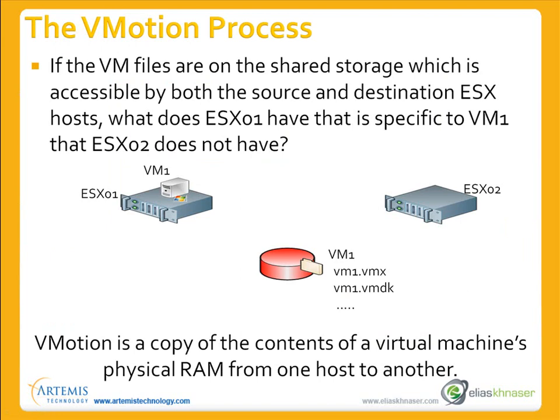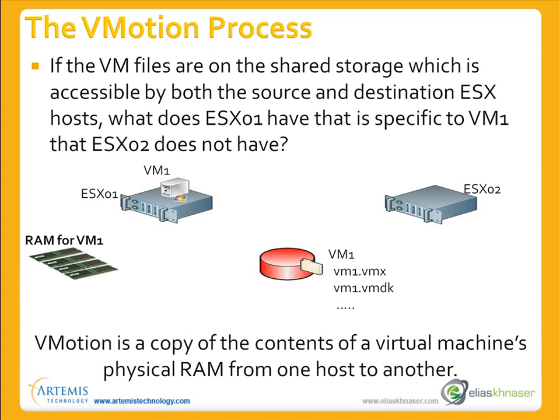So the VM files are all located on shared storage, and in the graphs that we have here, you'll notice that both ESX01 and ESX02 can access the same shared storage. So what does ESX01 have as far as VM1 is concerned that ESX02 does not have? I'm going to bring up this cool animation here, and you'll notice that the RAM for VM1 is being held by ESX01. So the only difference between ESX01 and ESX02 is that ESX01 holds the RAM for VM1, because the files are both on shared storage and shared storage is accessible from both hosts.